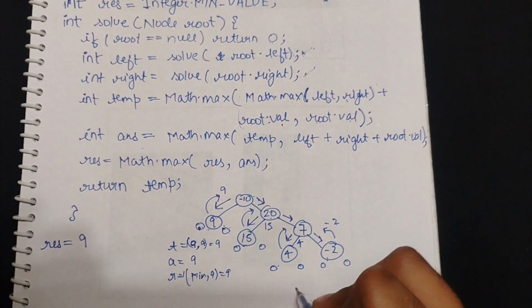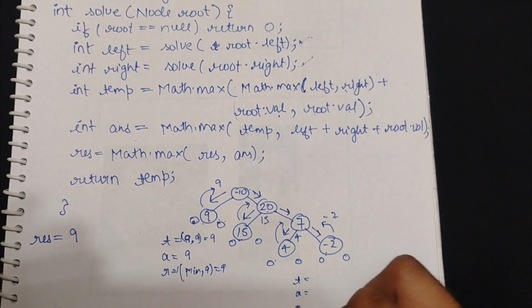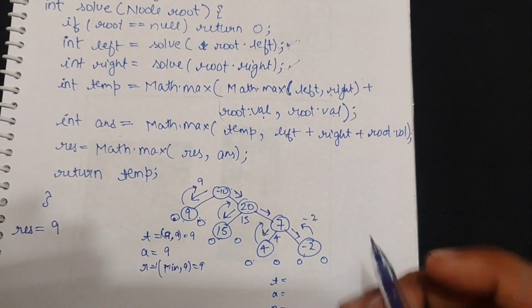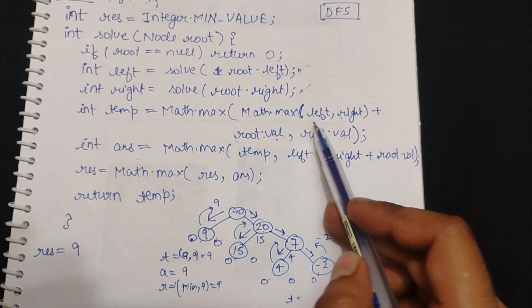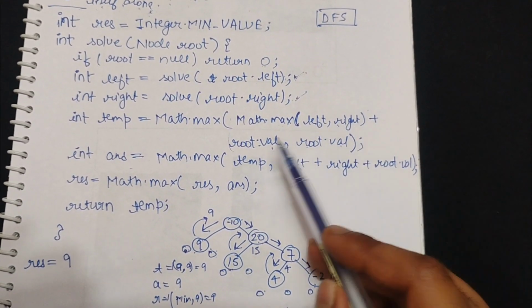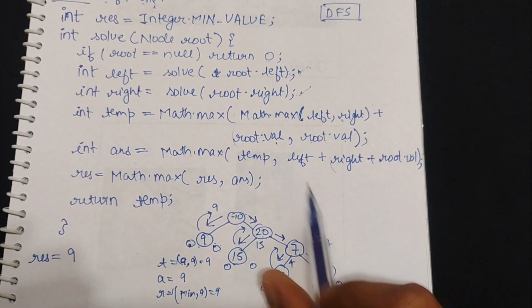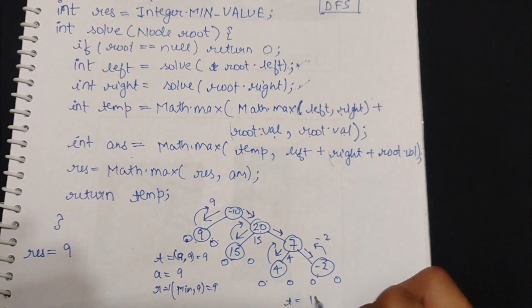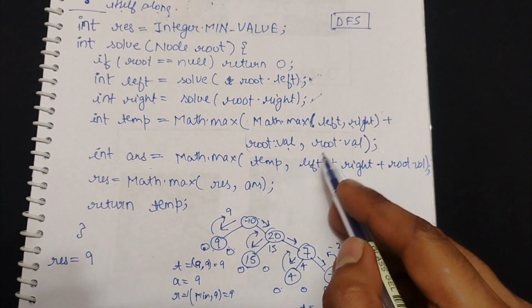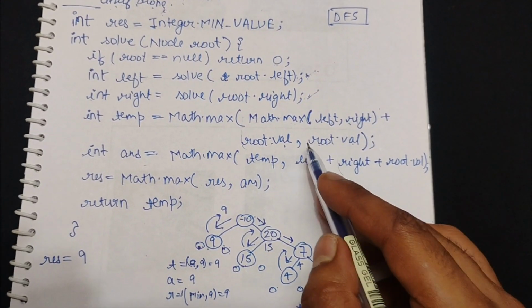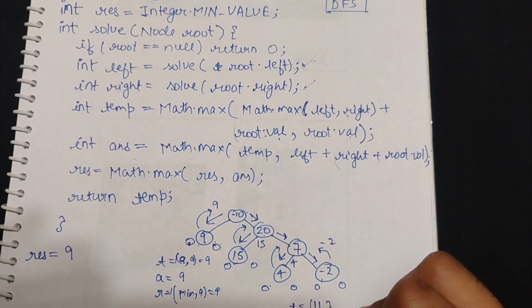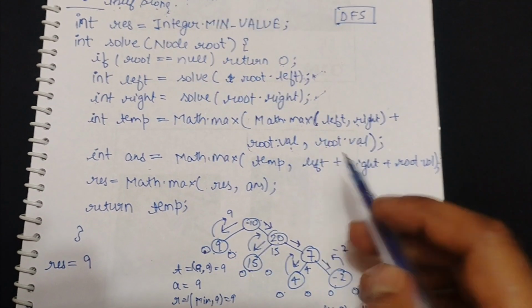So I'll calculate temp, answer and check if there is any case for updation of res. So temp would be 4, minus 2 plus root dot 12. Maximum would be 4 plus 7 is 11. 11, root dot 12, 7. 7, maximum of 7, 11 is 11.